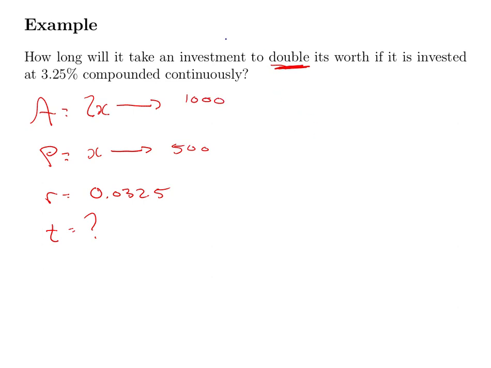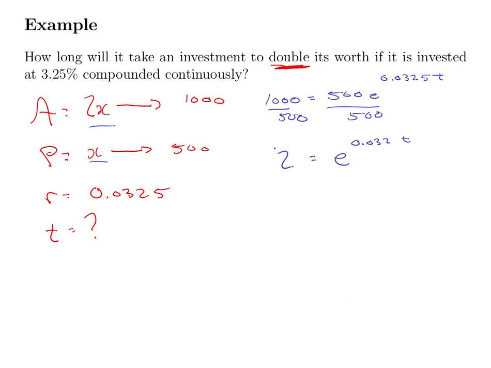All right, so now when we plug all this in, we've got 1,000 equals 500 e to the 0.0325t. We're going to divide everything by 500. And notice that 1,000 over 500 is 2. All right, so now notice if you had put in x and 2x instead, you would have had 2x over x. You're going to get 2. No matter what you put in here, as long as you're actually doubling here, you're going to end up with 2 on the left side of this equation. So it really doesn't matter what you pick here, which is kind of a cute thing.